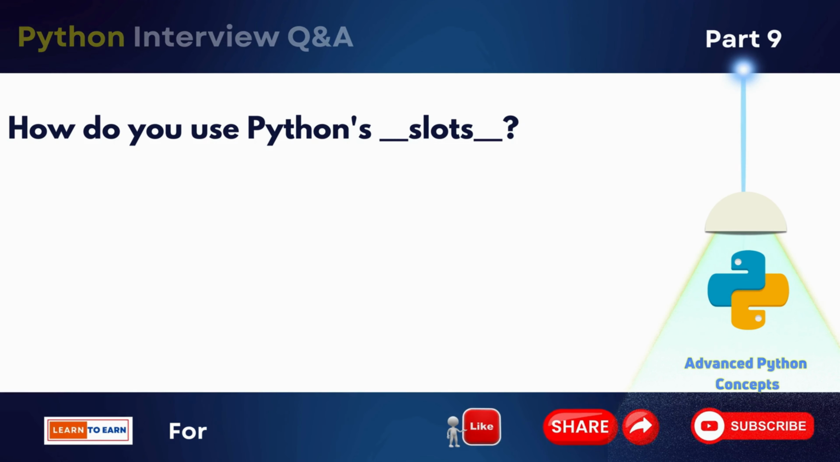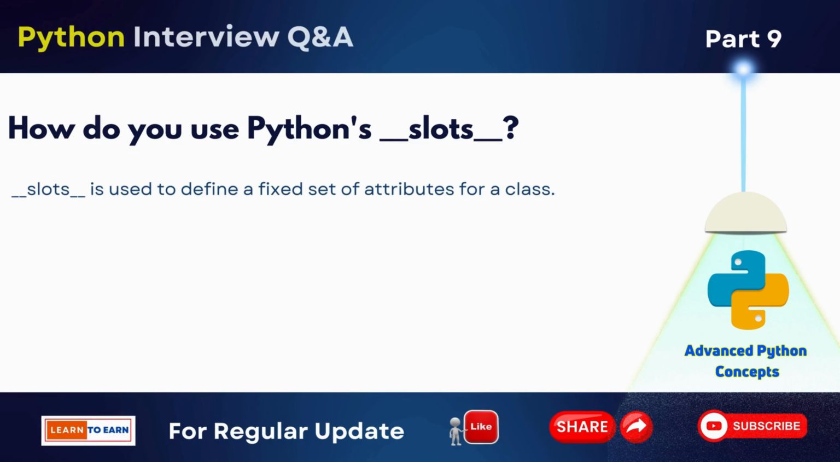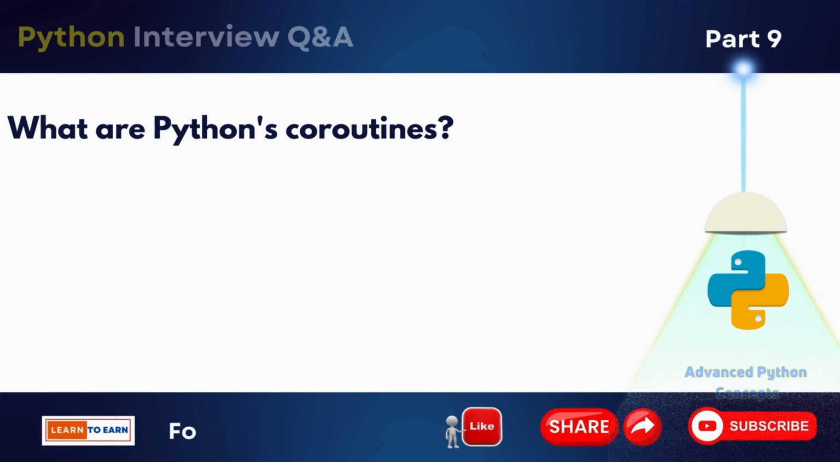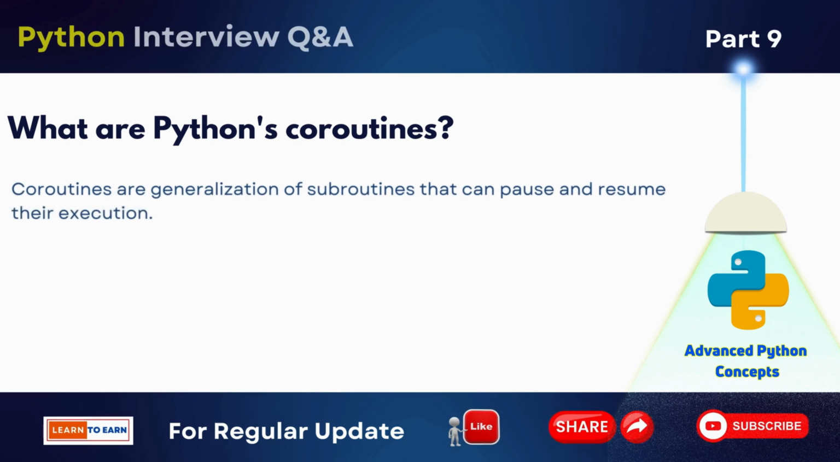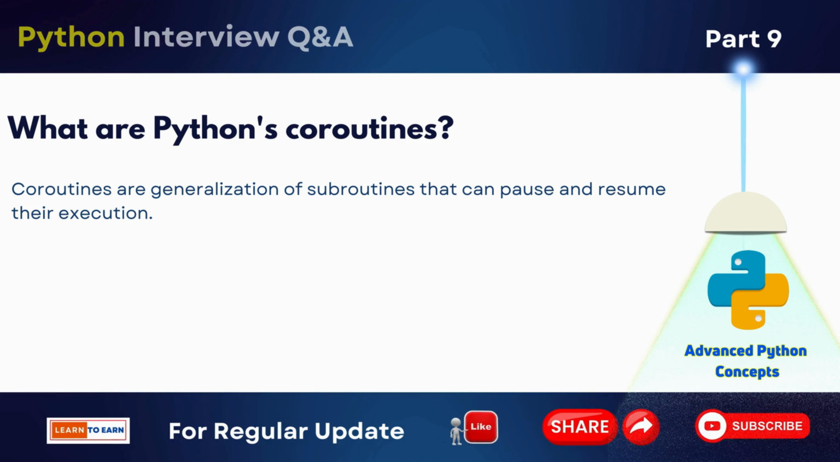And how do you use Python's __slots__? __slots__ is used to define a fixed set of attributes for a class. What are Python's coroutines? Coroutines are generalizations of subroutines that can pause and resume their execution.